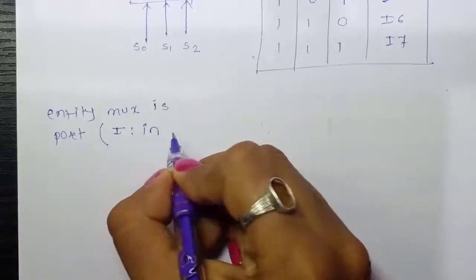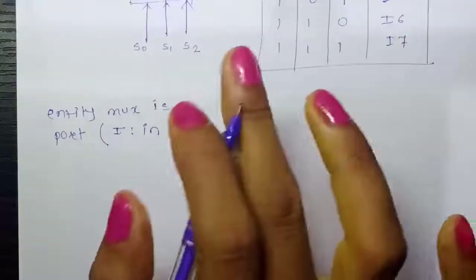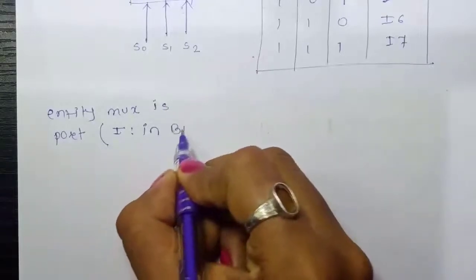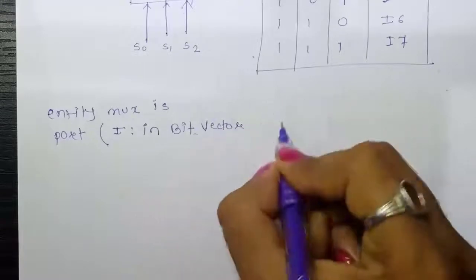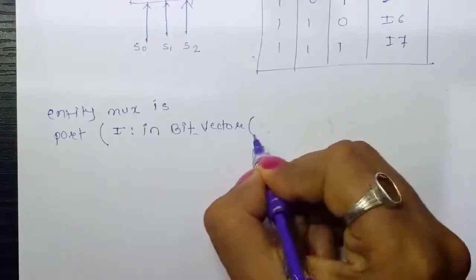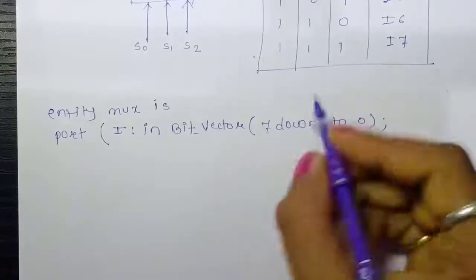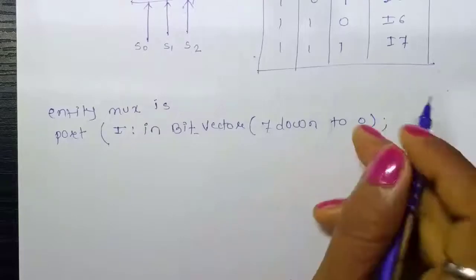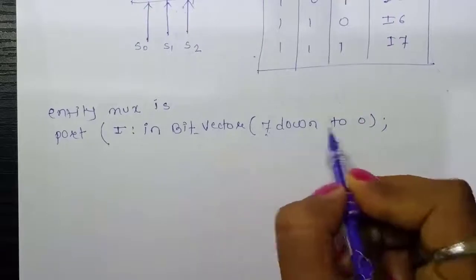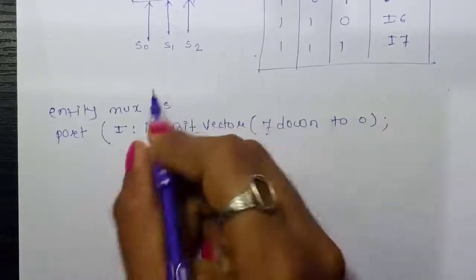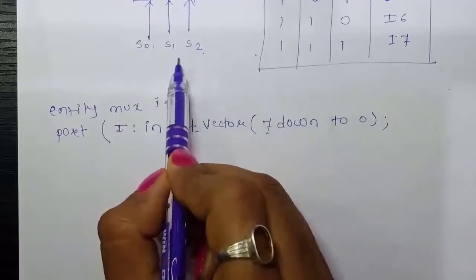Then the data type associated with it, you can mention as bit or standard logic. Here I am writing the data type bit vector. In the vector we have to write 7 down to 0. You can write it as 0 to 7 because we have 8 input lines, 0 to 7. That's why here I am writing 7 down to 0. After that we have 3 selection lines, S0, S1 and S2. That means 3 bits of data.